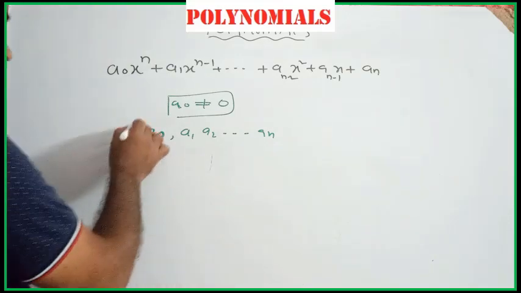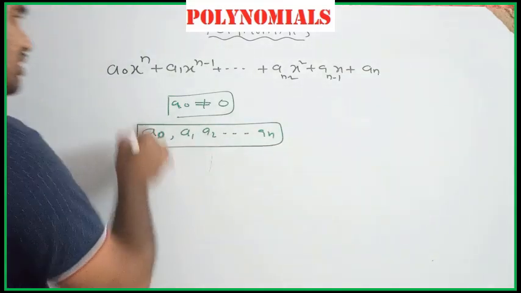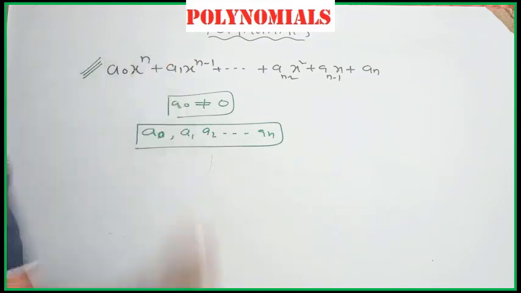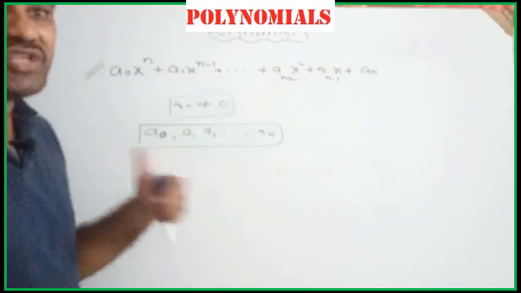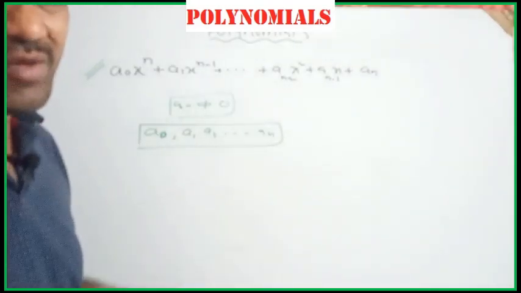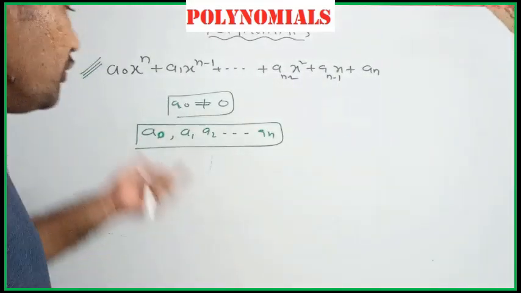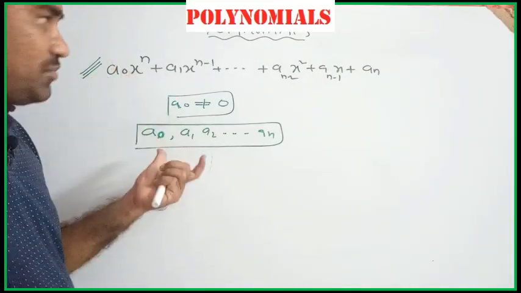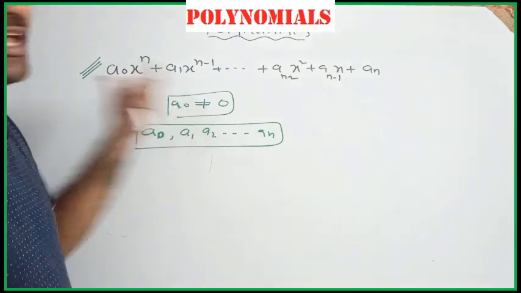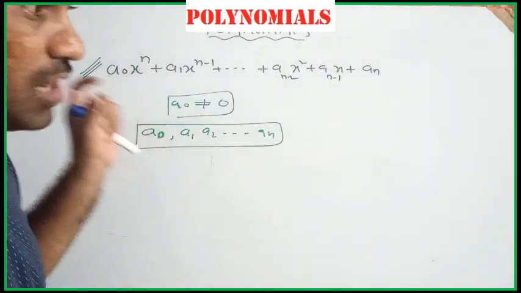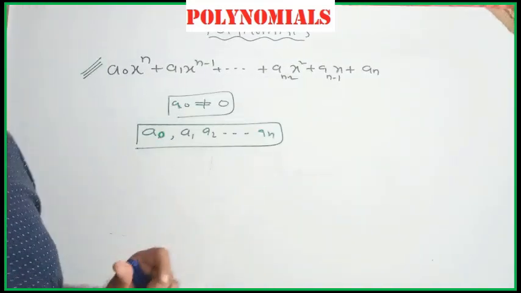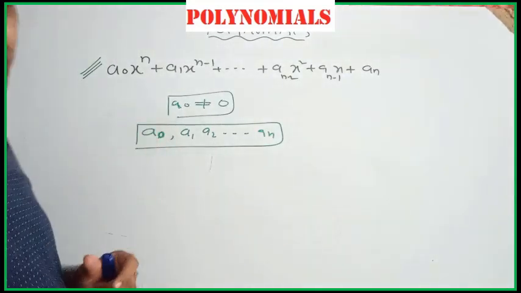So if these are real numbers, then this polynomial is called a real polynomial, meaning coefficients are real numbers. Such a polynomial is called a real polynomial. Why am I saying real number? Sometimes coefficients may be complex numbers also. If your coefficients are real numbers, the polynomial is called a real polynomial. In our second chapter, polynomials, polynomial means real polynomial only, meaning coefficients are only real numbers.